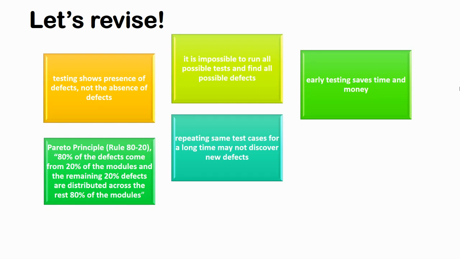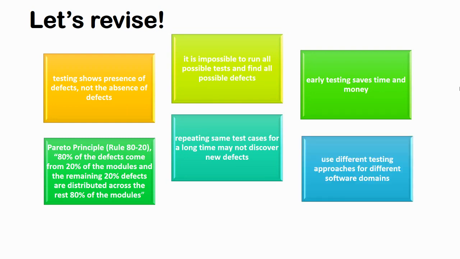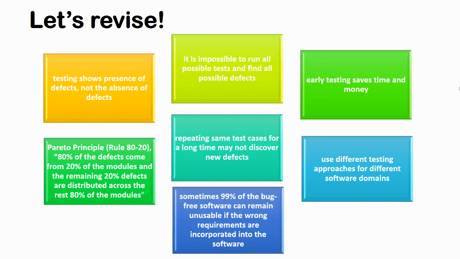Repeating same test cases for a long time may not discover a new defect, and that is when we talk about pesticide paradox principle. We use different testing approaches for different software domains, and that is of course connected with our context-dependent testing principle. And of course, sometimes 99% bug-free software can remain unusable if the wrong requirements are incorporated into the software. And that, of course, is connected to our last principle, absence of errors fallacy.